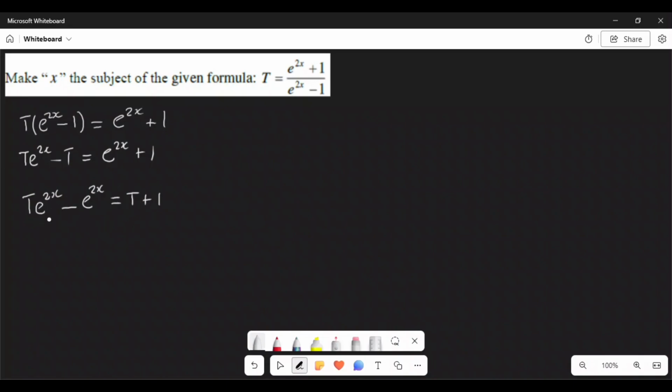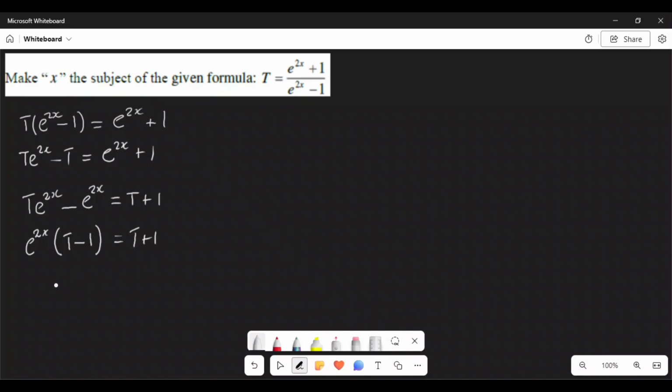Then on your left hand side, as you can see, you have two terms here, and they both have e to the power of 2x. So you're going to take out the common factor. Let's take out our common factor, which is e to the power of 2x. The first term here is going to be left with t minus 1, because the second term is going to be left with 1. And then we have t plus 1 on our right hand side.